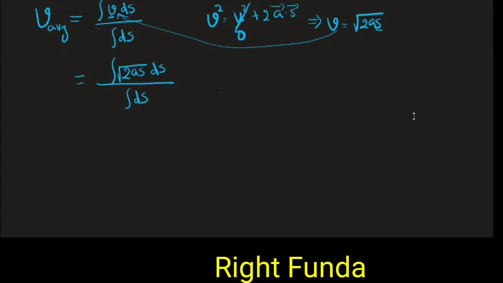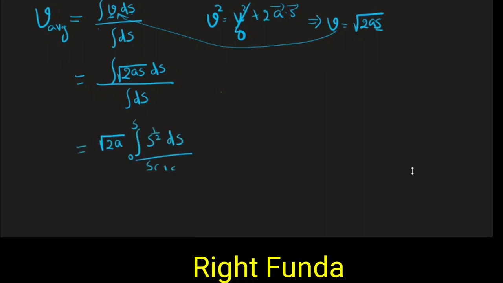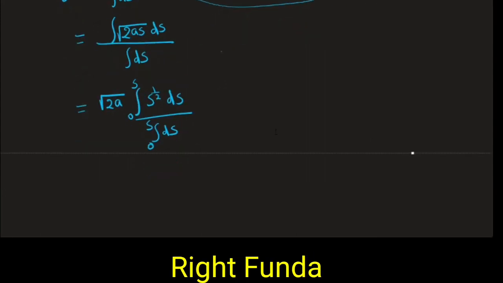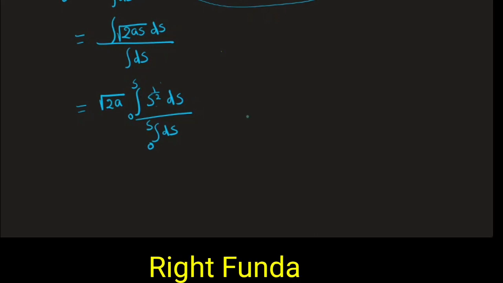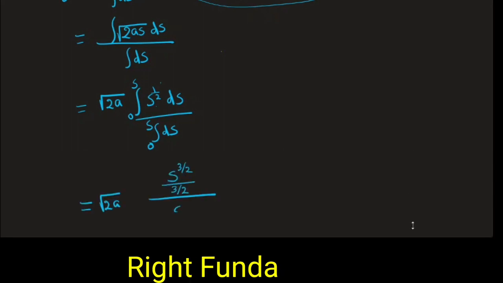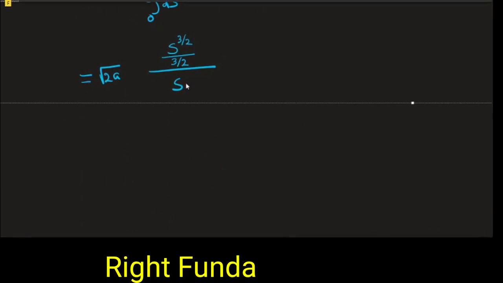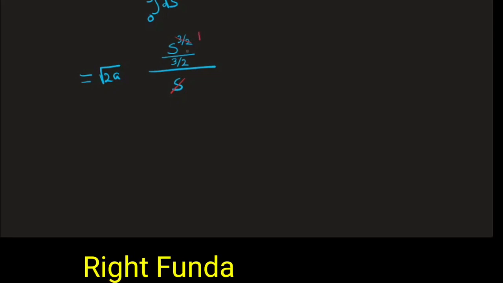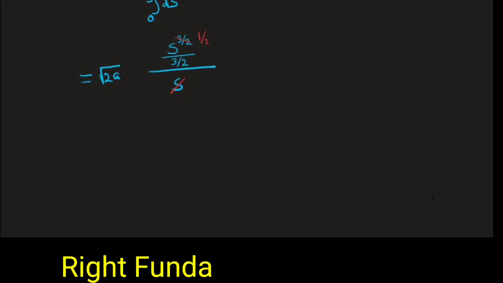In place of v, I have substituted under root 2as, and under root 2a is a constant quantity, so I will take it outside and substitute the limit 0 to s, and this is s to the power half ds integration. If I carry out the integration, s to the power half gives s to the power 3 by 2 divided by 3 by 2 in the denominator, and after substituting the limit and dividing by s, one power of s cancels, leaving s to the power half. I will take this and simplify this one.